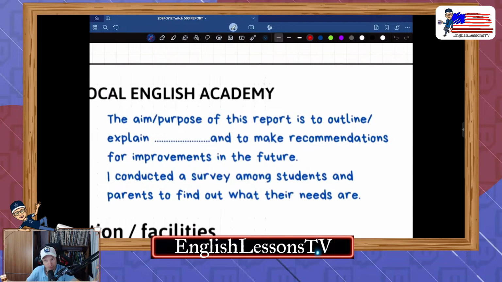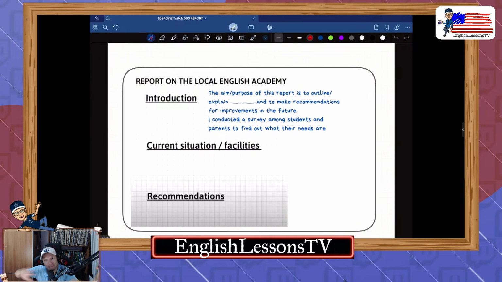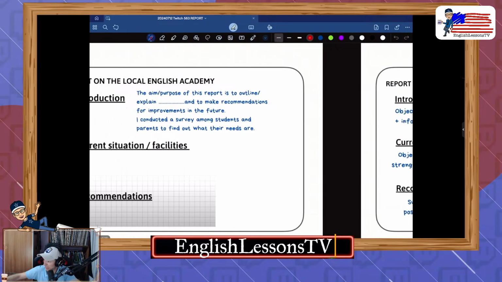The aim of this report is to outline, or it is to explain, the current situation of the English Academy situated in Barcelona, and to make recommendations for improvements in the future. I conducted a survey among students, maybe among 50 students and parents, to receive information or to find out, because find out is a phrasal verb, what their needs are. That would be an introduction. That's it. You don't need any more. So it's one sentence and another sentence. Let's move to the next.